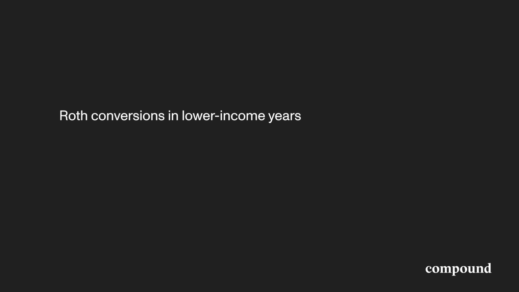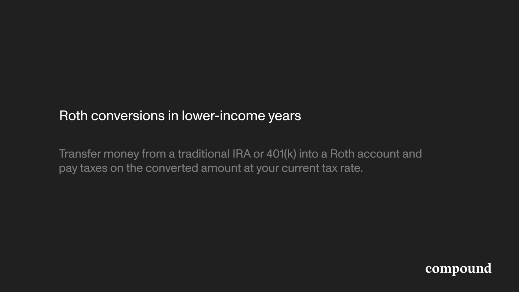One strategy to consider is performing Roth conversions in lower income years during retirement. This involves transferring money from a traditional IRA or 401k into a Roth account and paying taxes on the converted amount at your current tax rate. If you expect to be in a lower tax bracket in certain retirement years, perhaps before RMDs kick in or in years with large deductions, a Roth conversion can be a smart move. This allows you to pay taxes on the money at a lower rate now and enjoy tax-free withdrawals from your Roth account later in retirement.